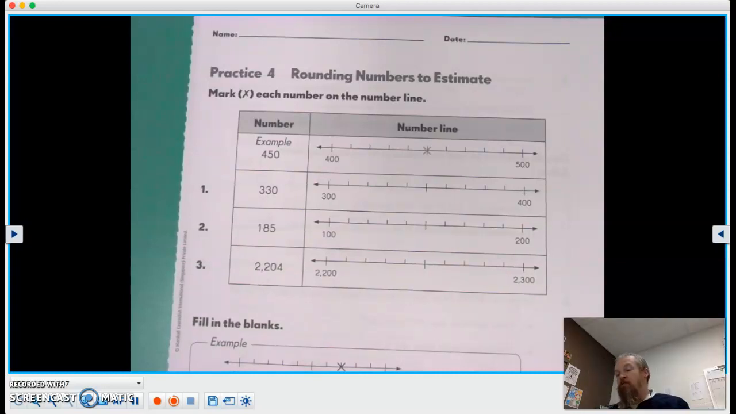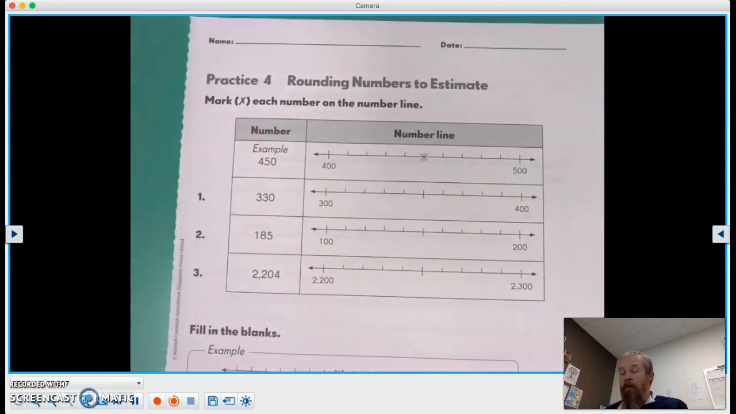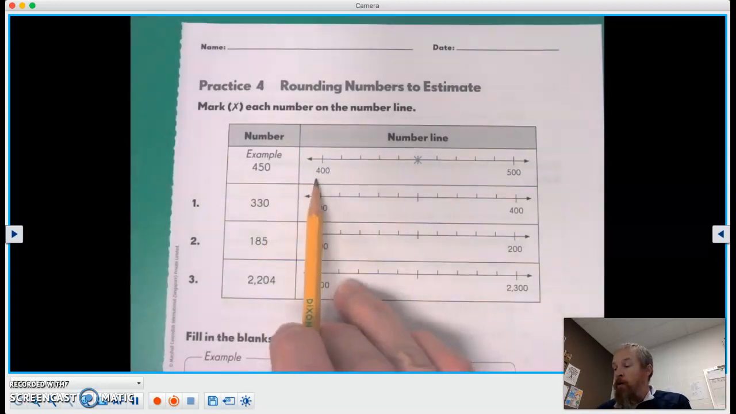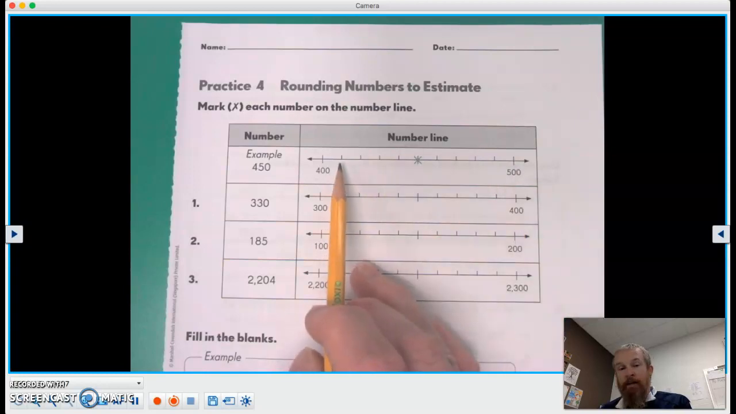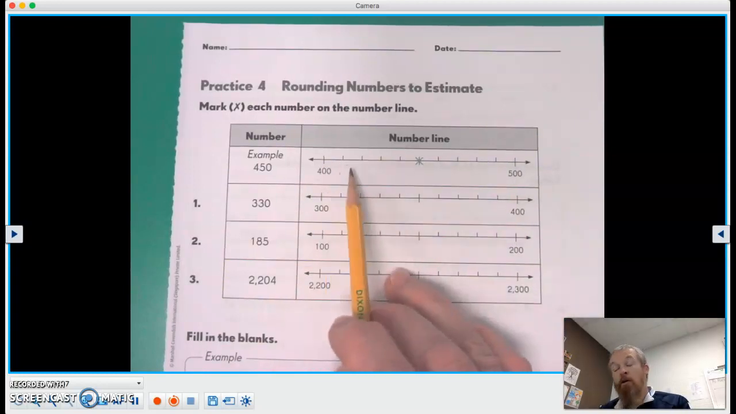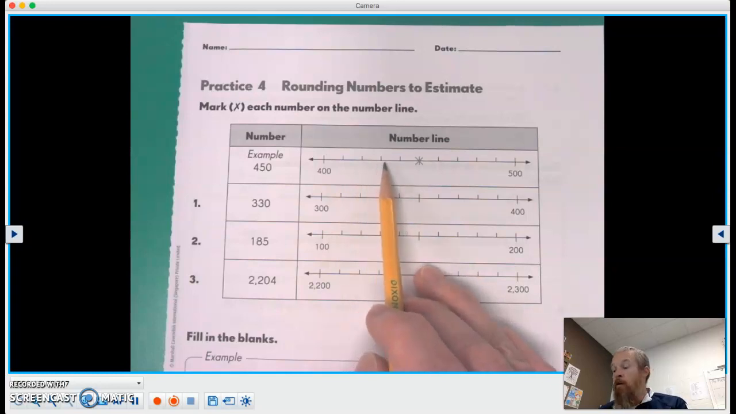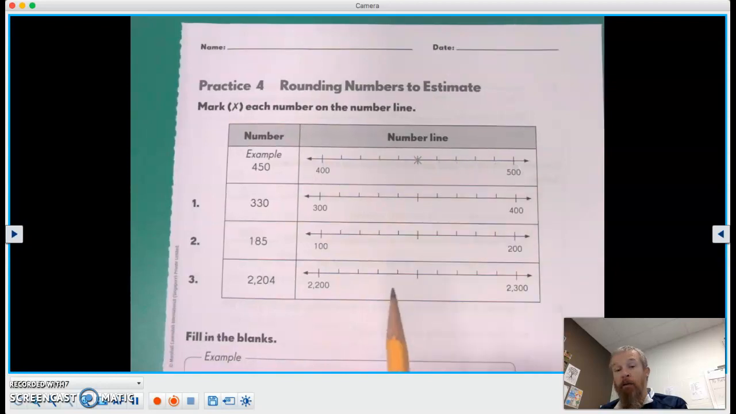We are in Chapter 2, Practice 4, and we're going to start learning a little more about rounding numbers to estimate. So we're going to mark a little X for each number on the number line. The example is done for us. We have 400 and 500, and each one of these little lines is worth 10. So 400, 410, 420, 430, all the way up to 450, 60, 70, 80, 90, and 500.